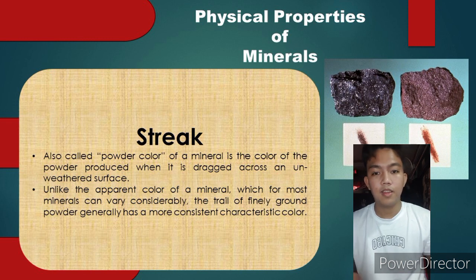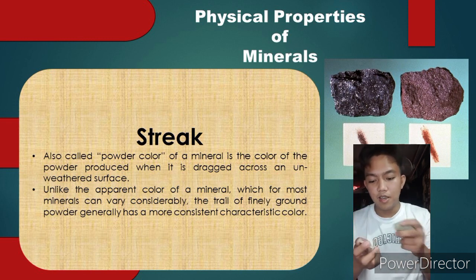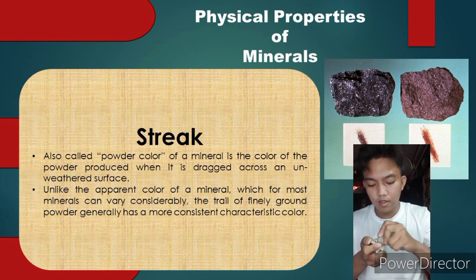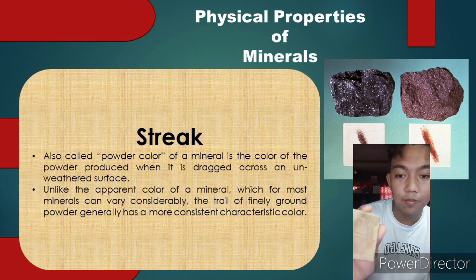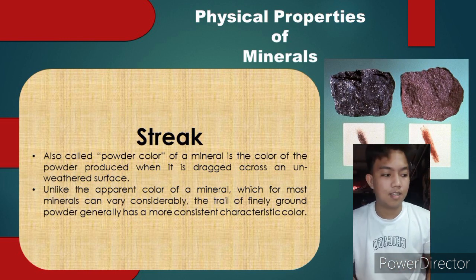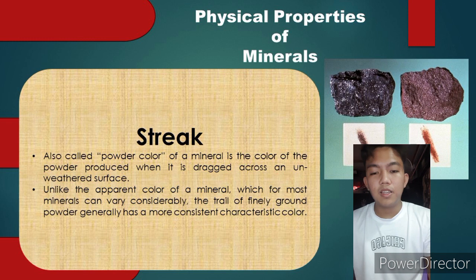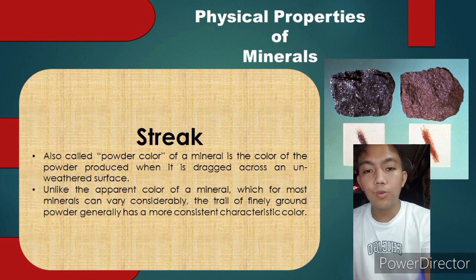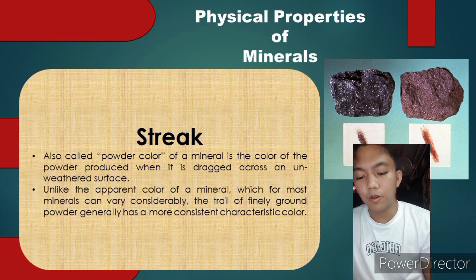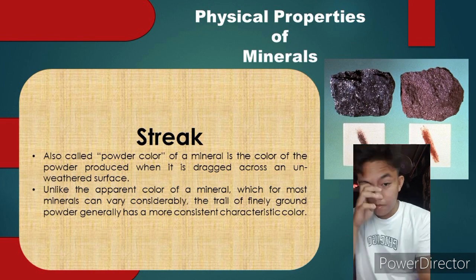Halimbawa po, ito po yung bato. Tapos, ito po yung pagkakaskasan. Pagka kinaskas po natin ganun, magkakaroon siya na parang kulay puti. Yung puti na po na yun yung tinatawag na powder color o streak. Kaya po siya, isa rin siya sa magandang halimbawa para madiskubre kung ano yung kulay ng minerals, yung totoong kulay. Kasi nga po, di ba pwede siyang maging variable and unpredictable, paiba-iba.